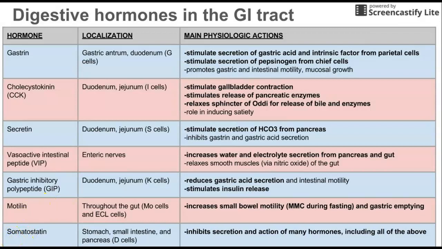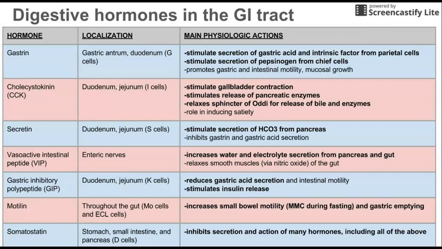Almost there, we go on to motilin. This is going to be produced throughout the gut, specifically by Mo cells and also ECL cells, and its job is to increase small bowel motility through a process called MMC, which happens during fasting, and also to increase gastric emptying. All right, so we need to clean our system out, and this is the hormone that's going to aid in doing that.